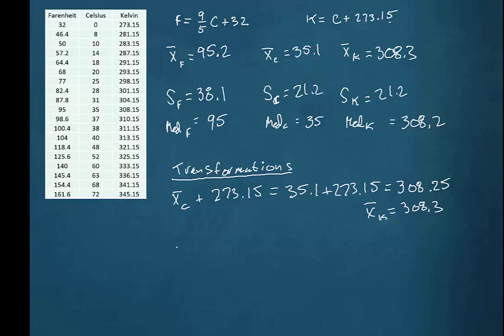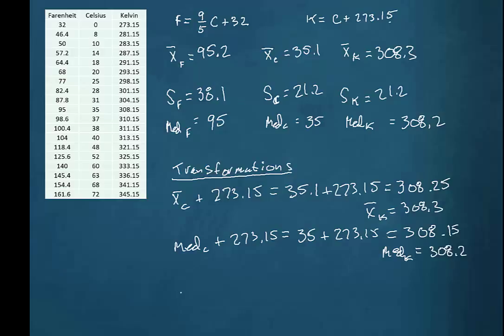Let's also note that if we take the median for Celsius and add to that 273.15, we're going to find 35 plus 273.15, which gives us 308.15. And we note that the median, as reported by StatCrunch, was 308.2. And again, this difference can be explained by the rounding.